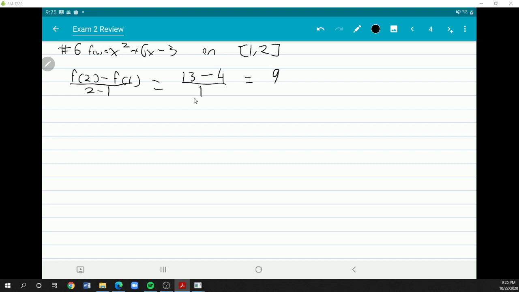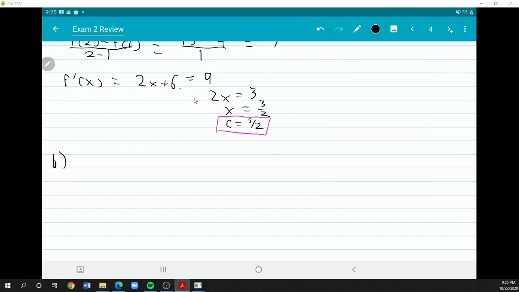Okay, so now let's take a derivative. f prime of x is equal to 2x plus 6, and we want to set this equal to the average rate of change. That says 2x equals 9, sorry, 2x equals 3, or x is equal to 3 halves, which is perfectly in the interval. So change this from x to c, and that's our answer for part A.